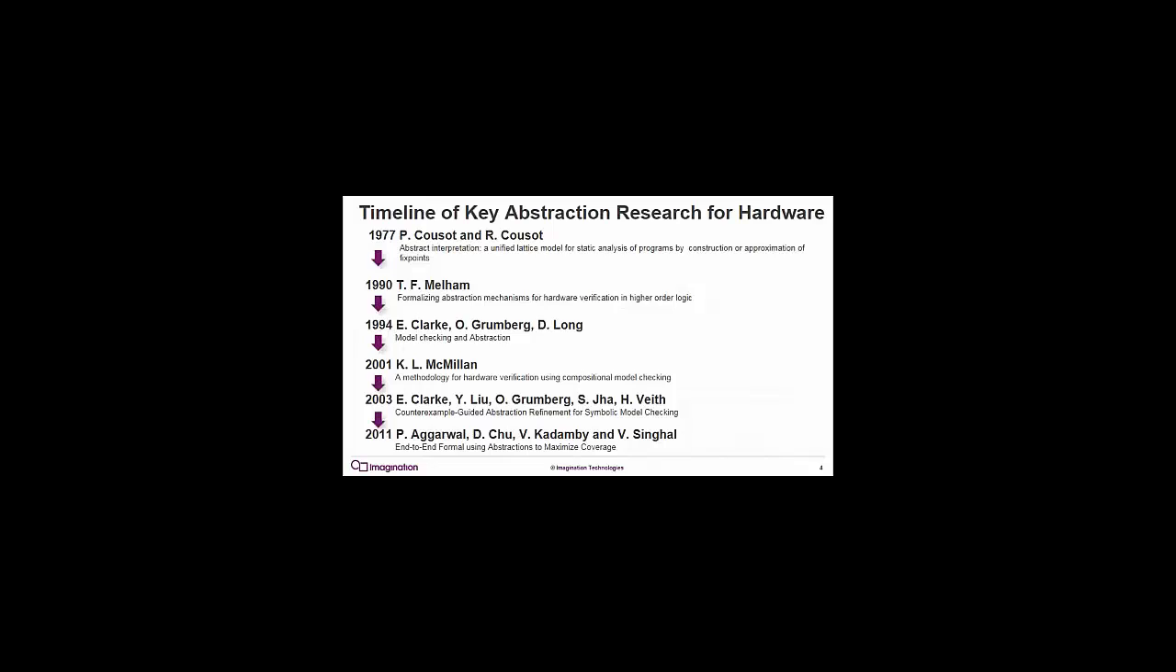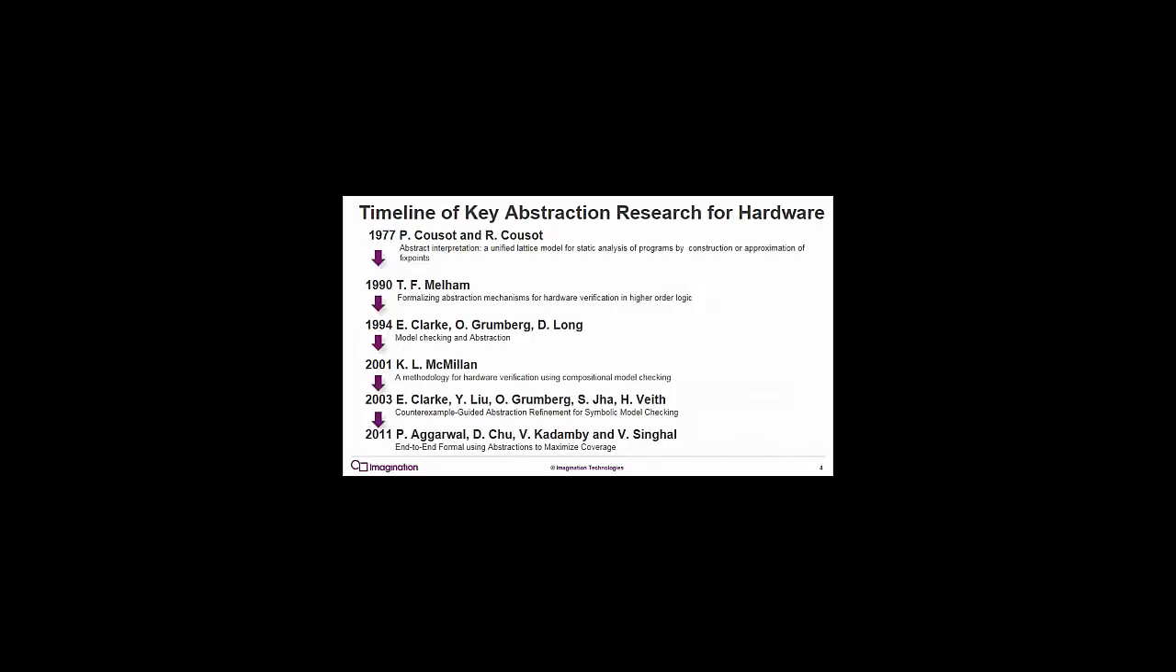And I've come to the conclusion that actually a lot of the work that was done in 77 has been very useful, but actually very restricted in its application. Tom Melham did a wonderful PhD in Cambridge and talked about using abstractions for hardware.